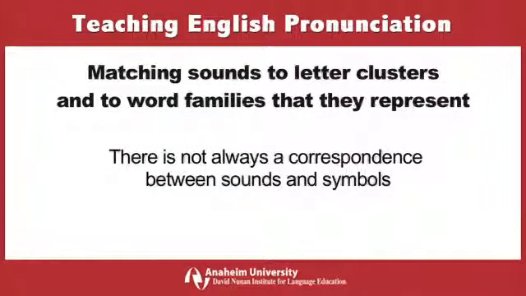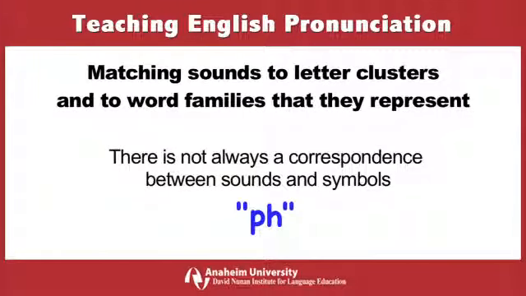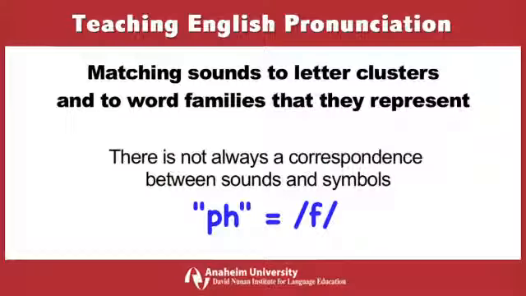As I mentioned earlier, there's not always a correspondence between sounds and symbols. When teaching learners about such differences, you can use similar activities for teaching those that do have a correspondence. This activity is going to look at an example of when there is not a correspondence between sounds and symbols, and that's with the PH. When we see PH, it makes the F sound. It doesn't make the PH sound. So there is not that correspondence directly.